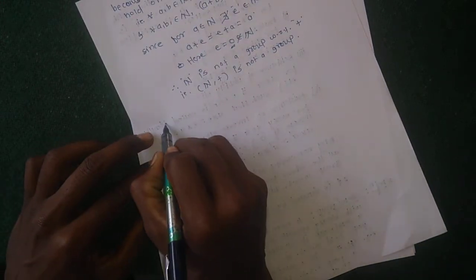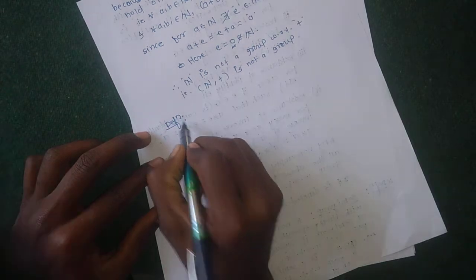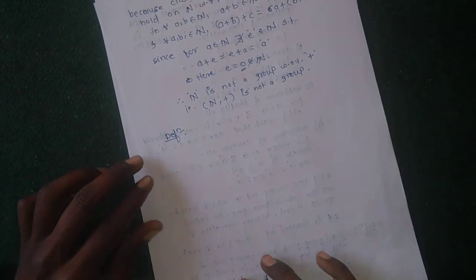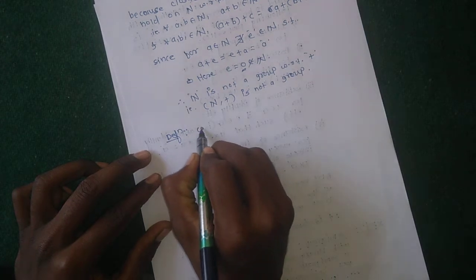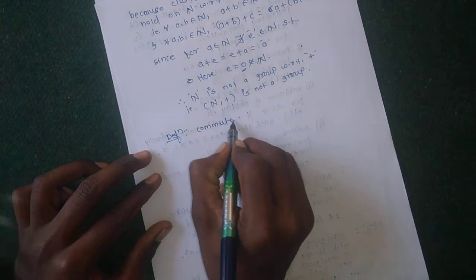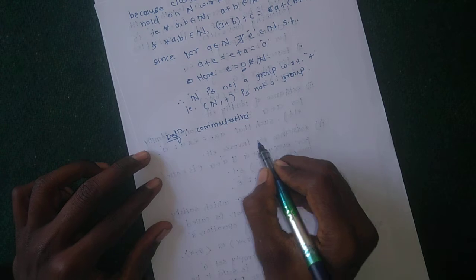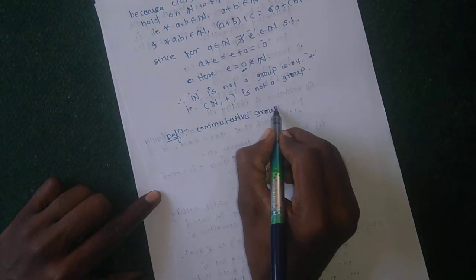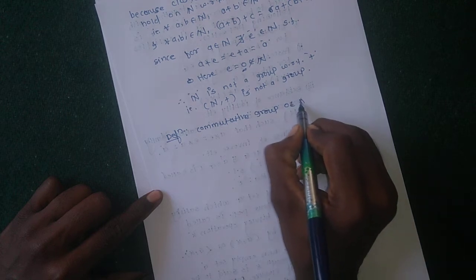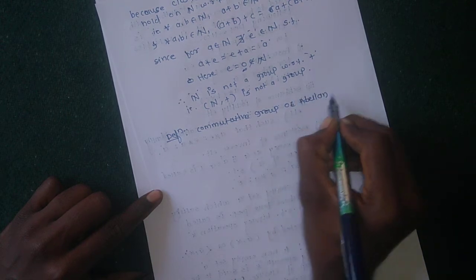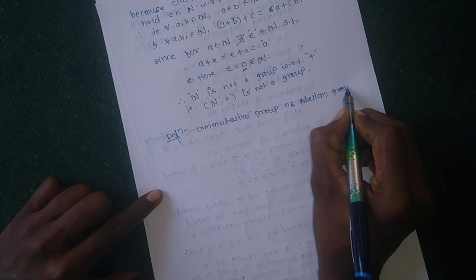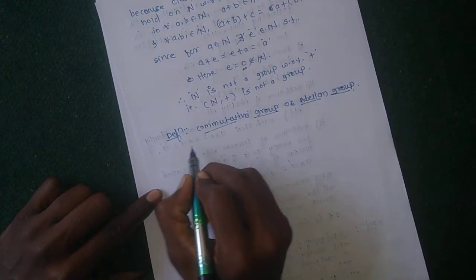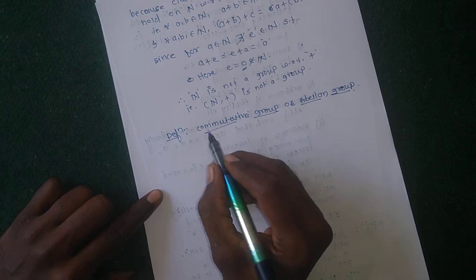Next definition, commutative group or abelian group. Okay, this is a very simple definition. Commutative group or abelian group.